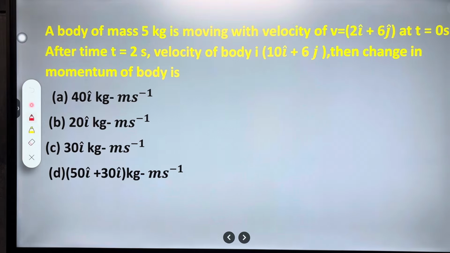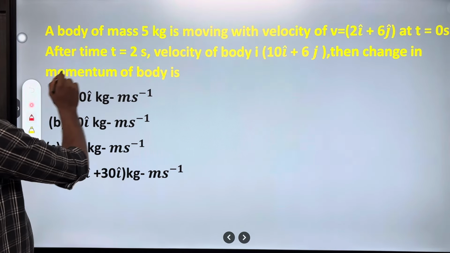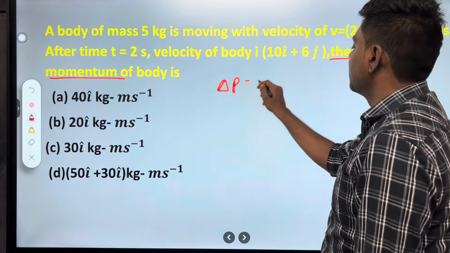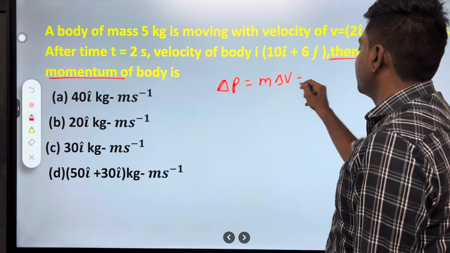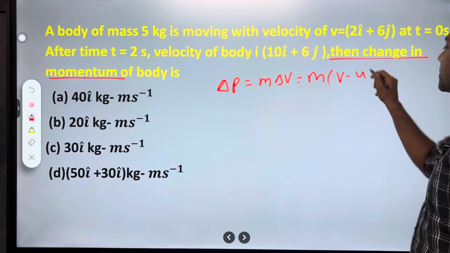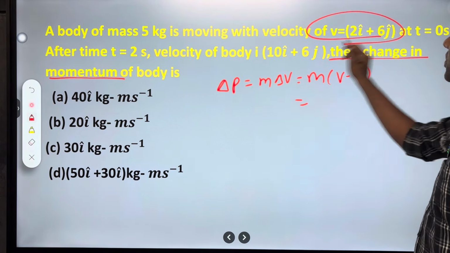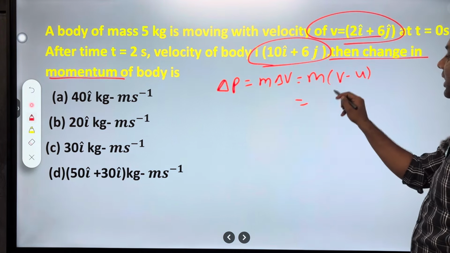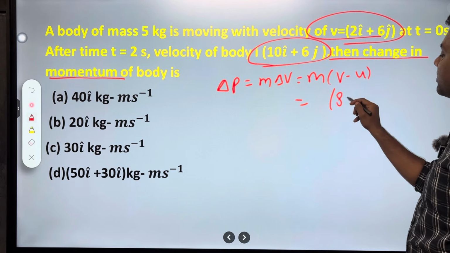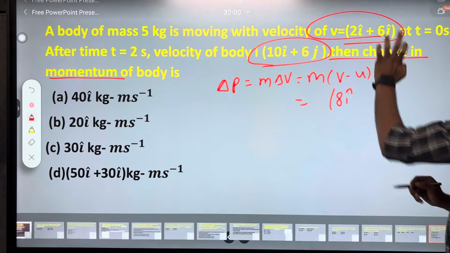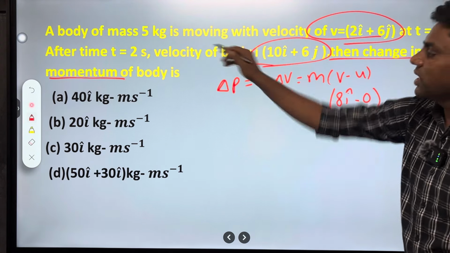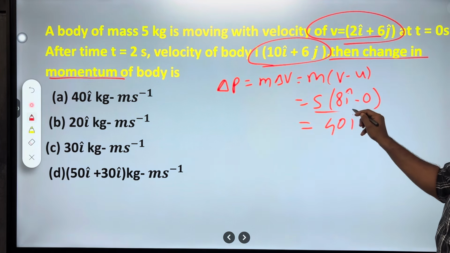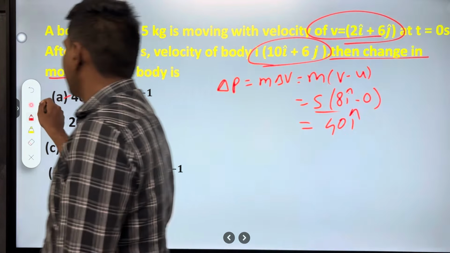Last question. Very simple, we have to calculate the change in momentum. What is the value of delta P? Delta P equals mass into delta V. Delta V means final velocity minus initial velocity, but velocity is given in terms of vectors i, j, k. So subtraction: 10i minus 2i is 8 times i, 6j minus 6j is 0. And the mass given is 5, so 5 eights are 40 times i. So the option is A.